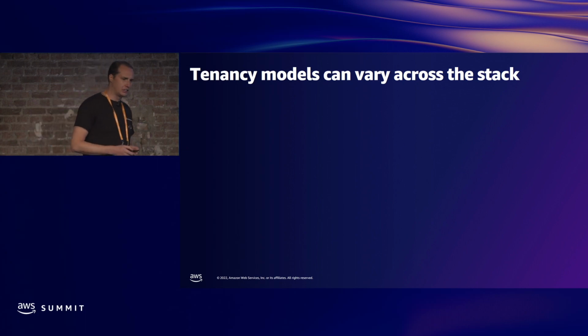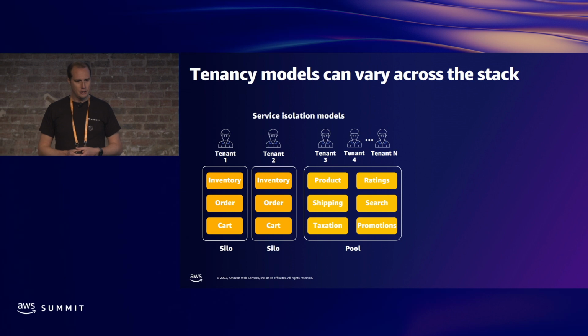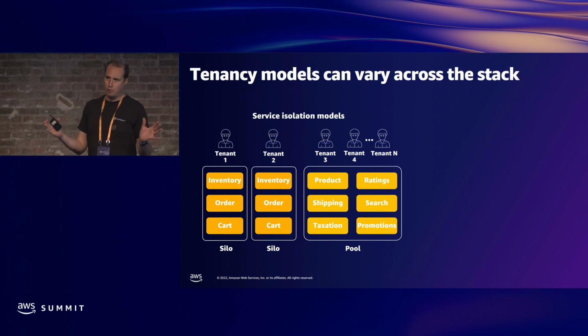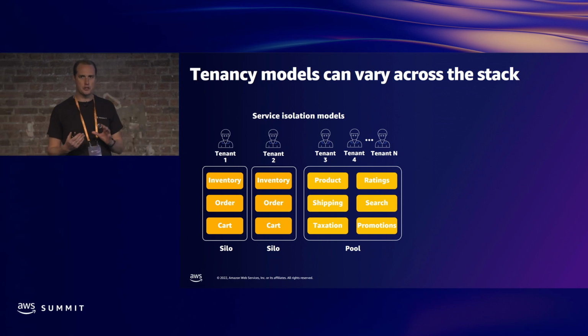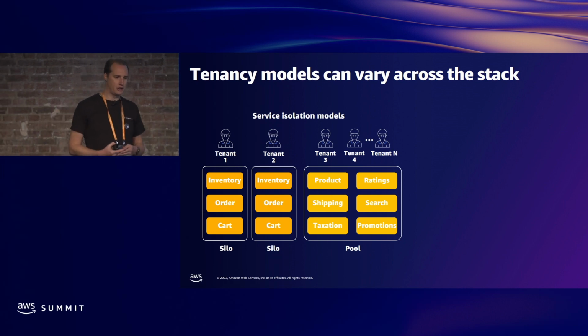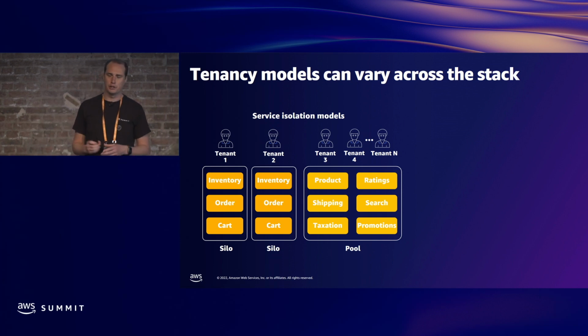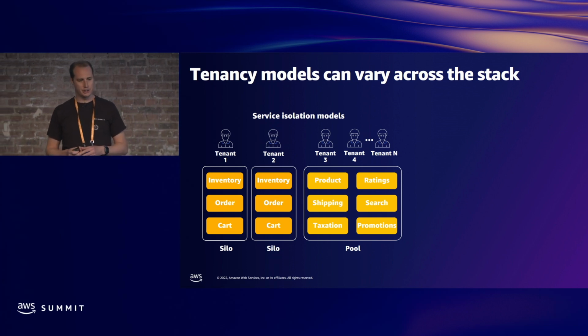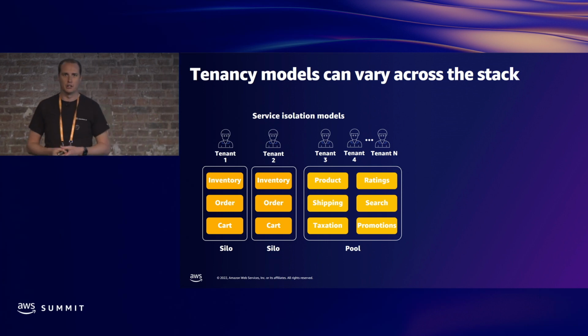So let's take a look at some tenancy models that you have in your stack. At first, in the compute part, we have our service isolation models. You can actually deploy services in a silo. If you see tenant 1 and 2, they have their own set of services deployed for their own application. On the other hand, the other tenants can also have a set of services deployed which is shared with each other, so in a pooled model.